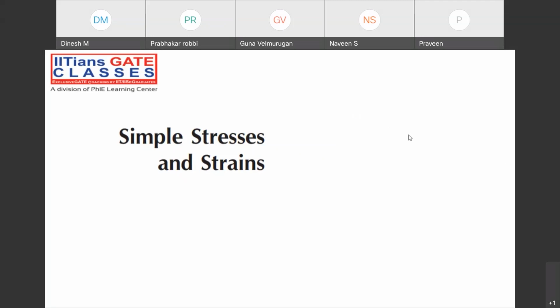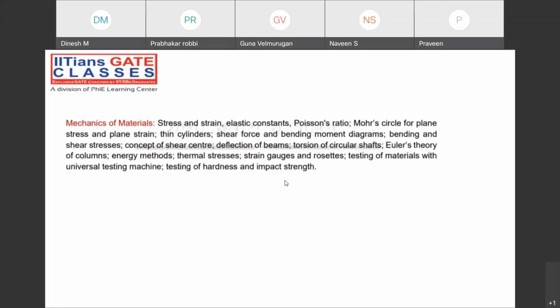So not only is it our first chapter, but before that, quickly we will go through the syllabus. In this syllabus we will go something like this. We will develop some understanding of the stress and strain, right? That is going to be our first chapter. In that same chapter, the subtopic will be elastic constant and Poisson ratio, right?